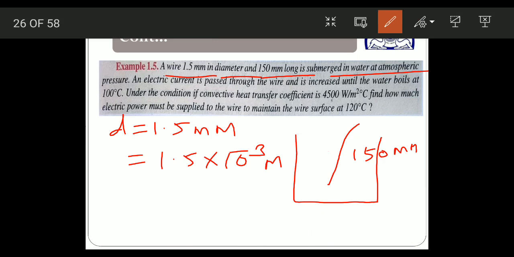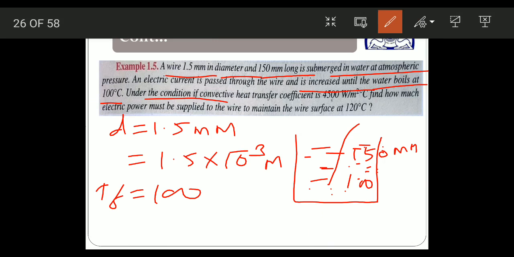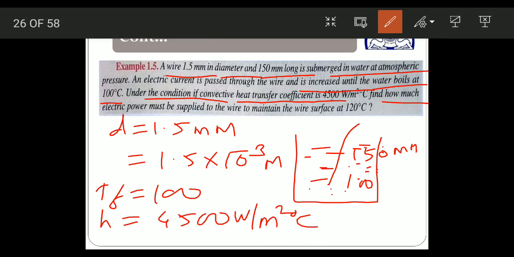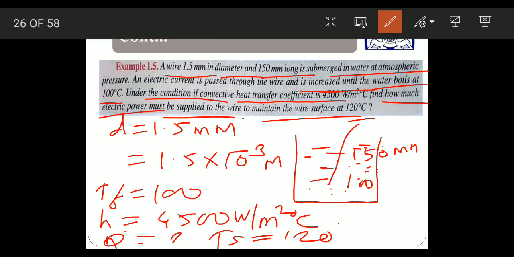Okay, that is simple. An electric current is passed through the wire and is increased until the water boils at 100. So that means here we can say that the temperature of the surrounding fluid is 100. So T fluid is 100. Under the condition of the convective transfer coefficient, that is H, is given 4500 watt per meter square degree Celsius. Find how much electric power must be supplied, that is what is the value of Q that must be supplied to maintain the wire surface temperature so that it does not exceed 120 degrees Celsius. Okay, this is the question. That is a very simple question.